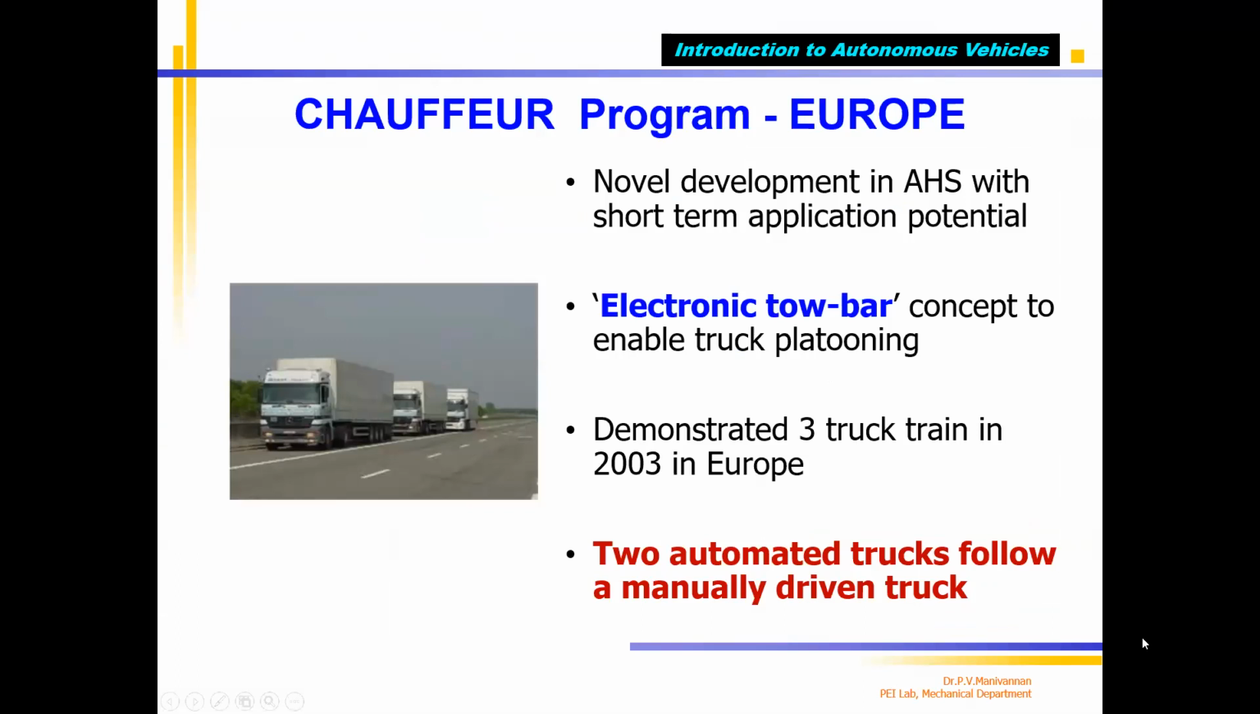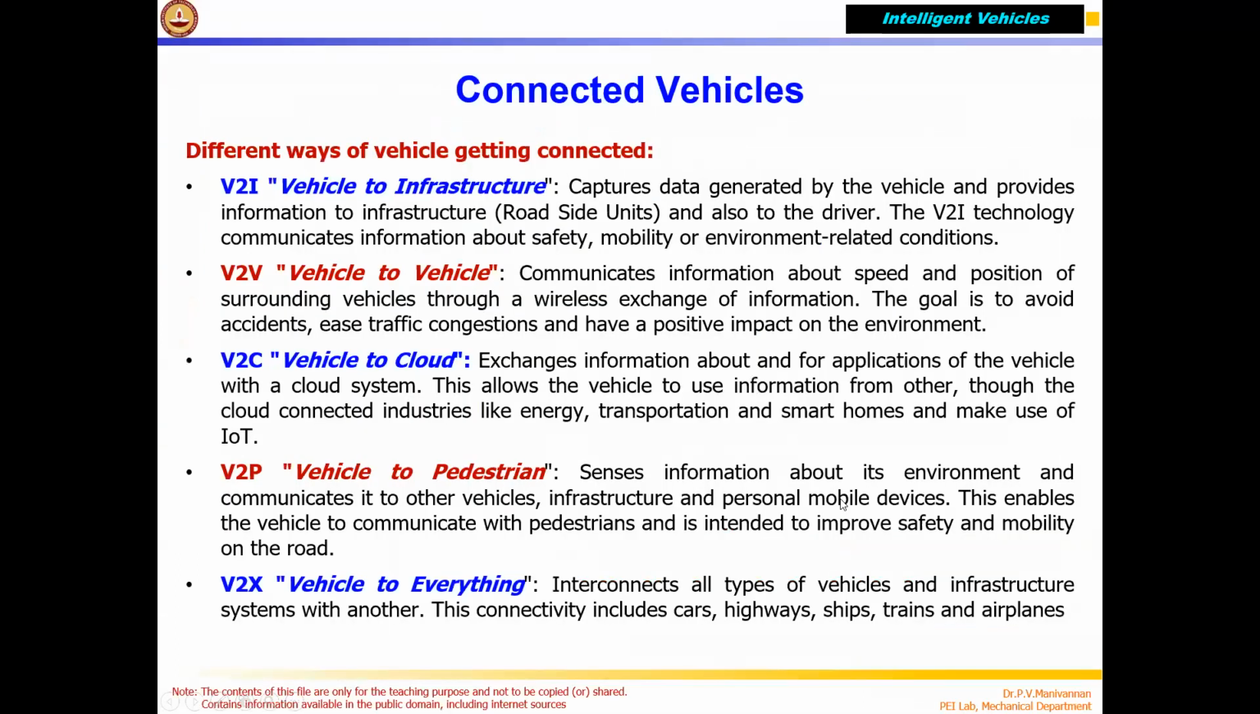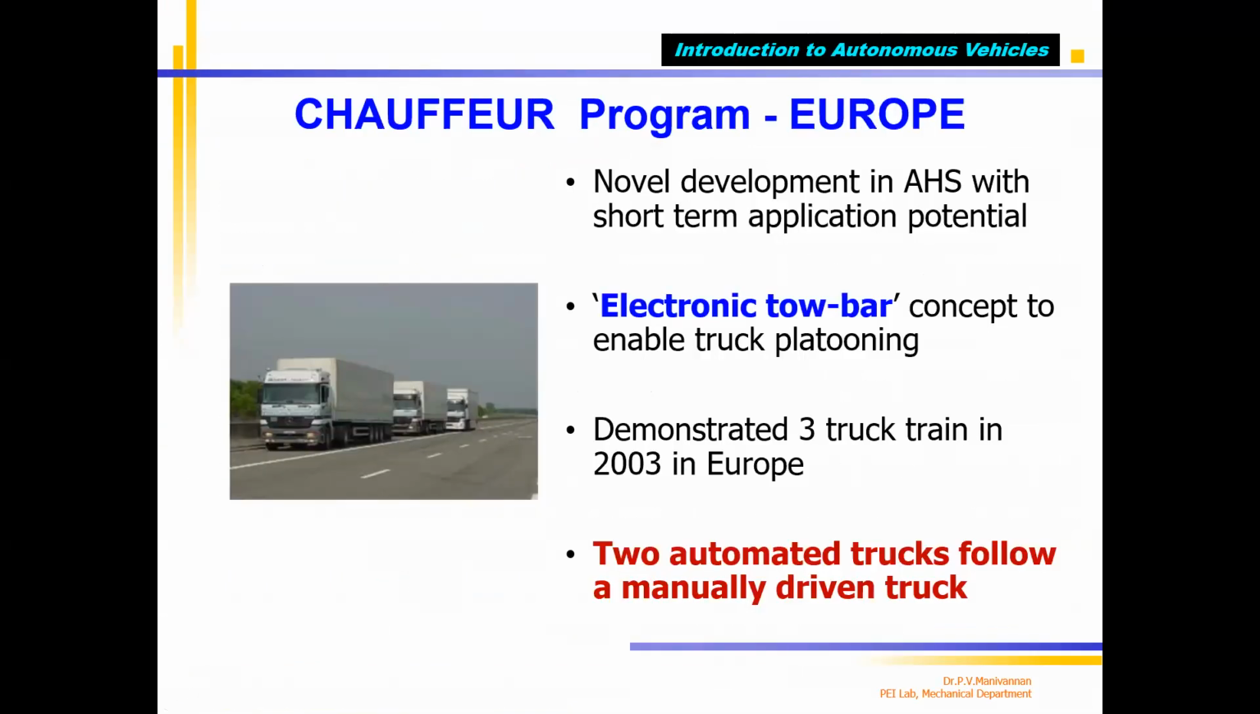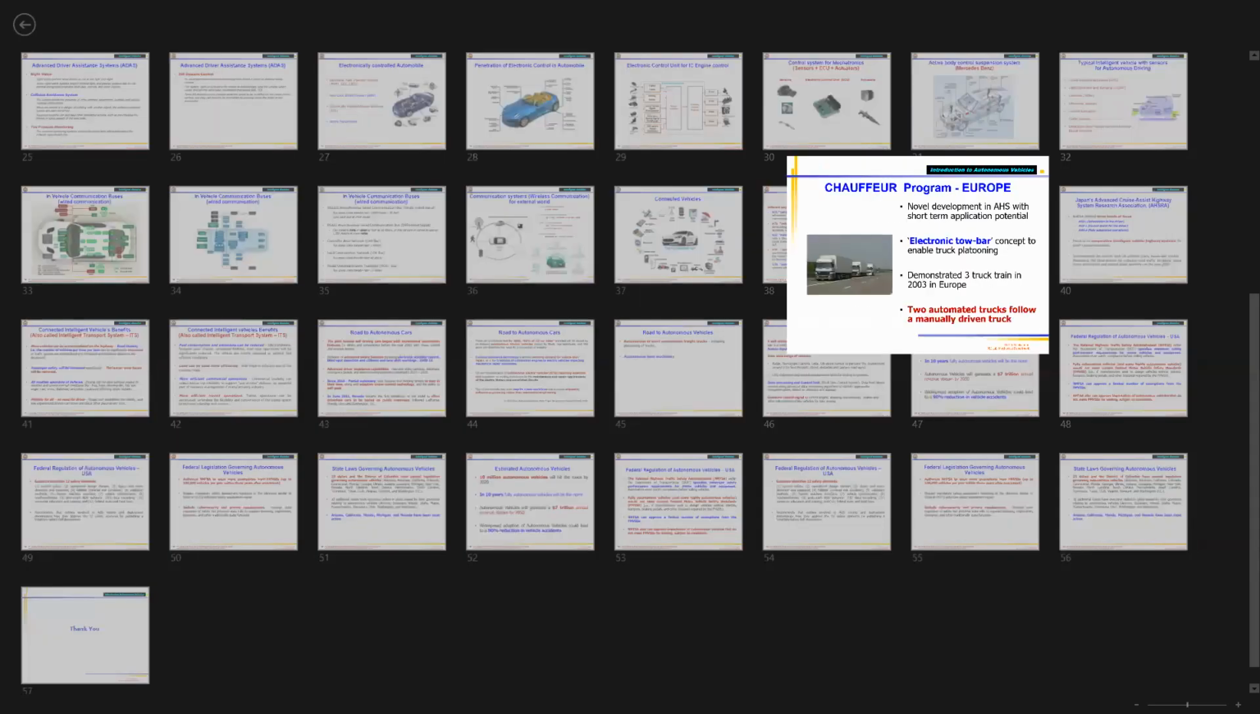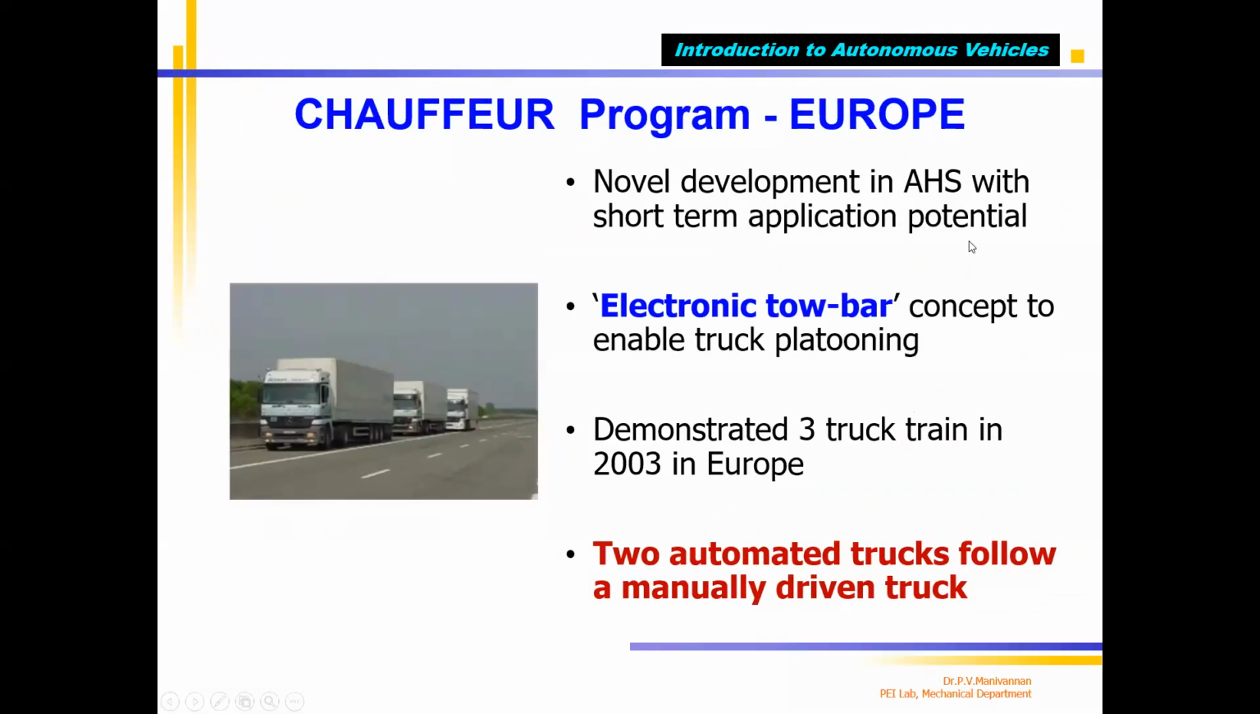Yesterday, I just talked about connected vehicle, correct? Connected vehicle means it's not physically connected, it's electronically connected, which is called an electronic tow bar, correct? So you can see here you have a vehicle going. Okay, so electronic tow bar.